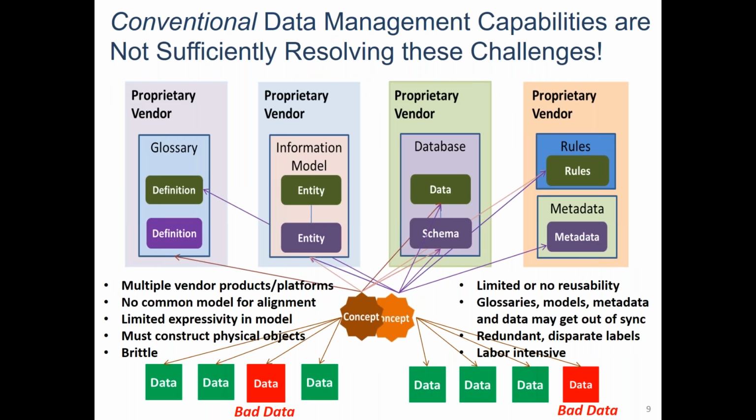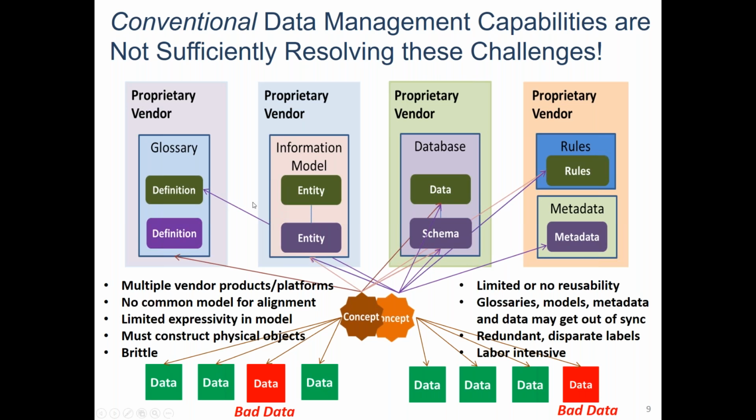So if we look at our legacy environments, our conventional data management capabilities, we can see that we're really not solving these challenges in front of us as effectively as we need to. When we look at our current environments, we typically have a proprietary vendor that we use for a glossary to represent definitions. We may have another proprietary vendor where we develop our information models, our ERDs. And then, of course, we'll have one-to-many proprietary vendors where we have our databases physically and our schemas. And then we have more proprietary vendors to define rules or execute rules and to define metadata for all of the information that we're capturing. That is not a sustainable situation for efficiency and effectiveness, where we have multiple vendors that we have to fund.